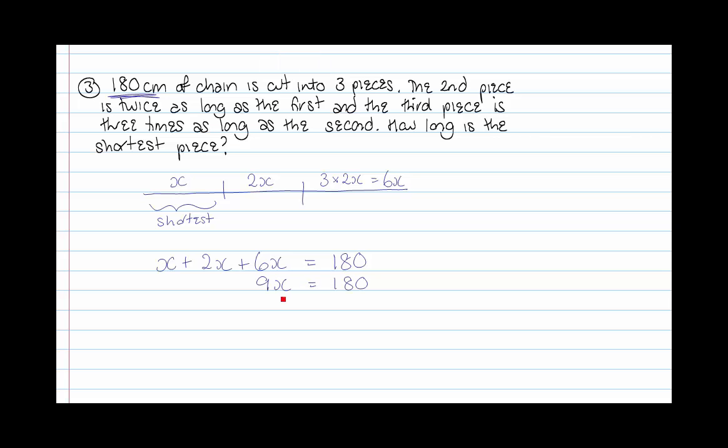Now to get x on its own, x is being multiplied by 9, so do the opposite. We divide by 9. From there, x is equal to 180 divided by 9, which is 20. The question only asks for the length of the shortest piece, so the shortest piece is 20. Now we're dealing in centimetres, so 20 centimetres long. Okay, let's move on to one more question.